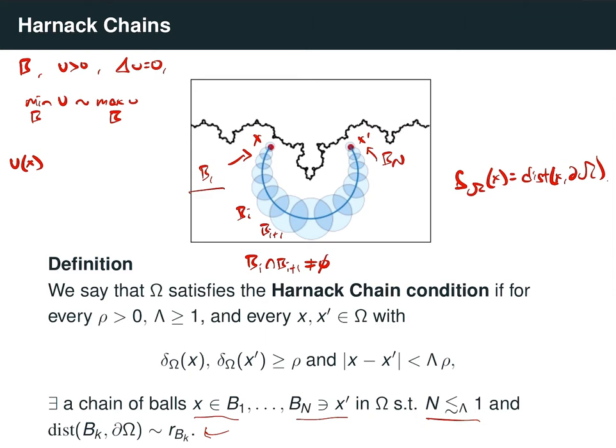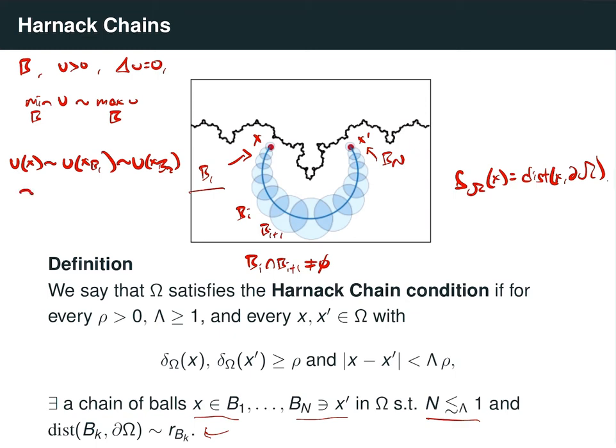But because these form a chain, that means that B1 intersects the ball B2. So let's write this. u of x is comparable to, let's say, u at the center of B1. So now u of B1 is comparable to u evaluated at the point of the intersection of B1 and B2. And that value is comparable to u evaluated at the center of B2. So this is comparable to u of B2. So this is by successively applying Harnack's inequality to each one of these balls.